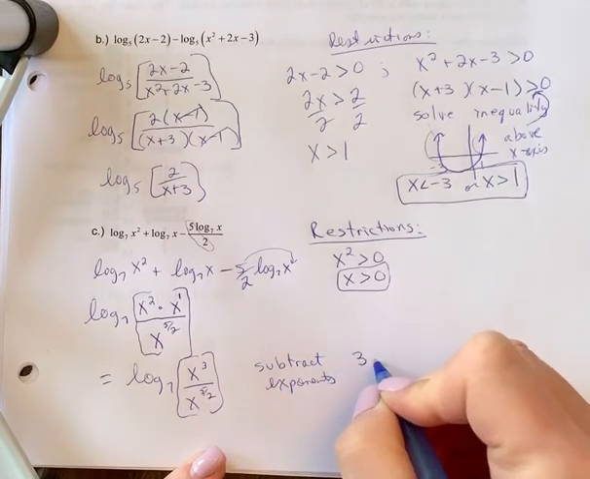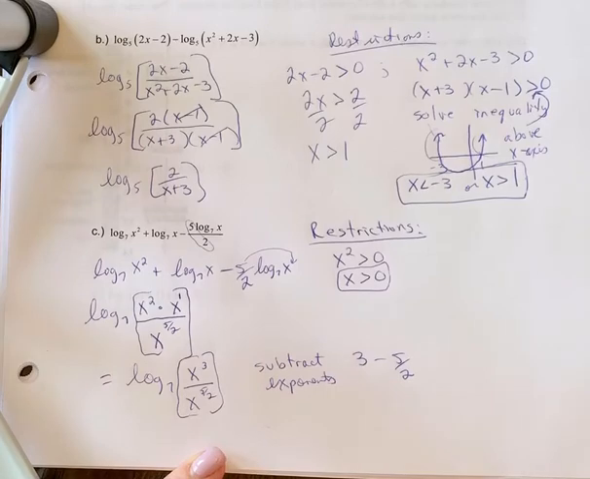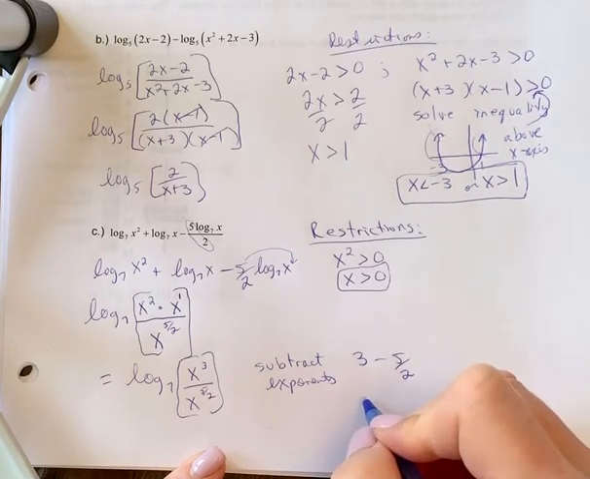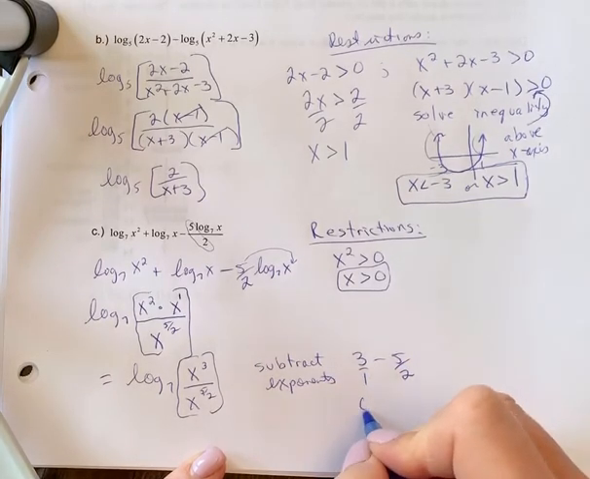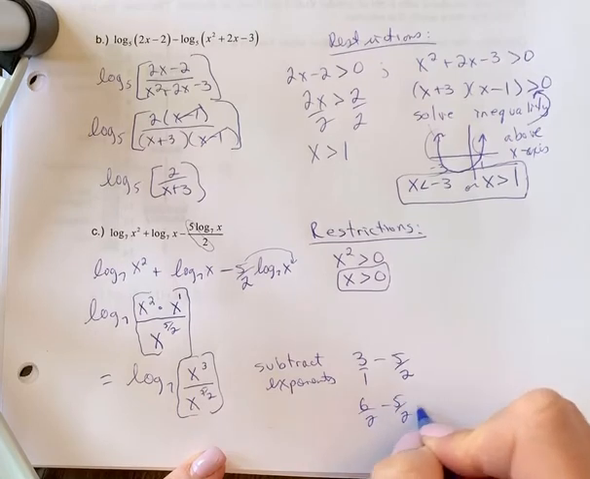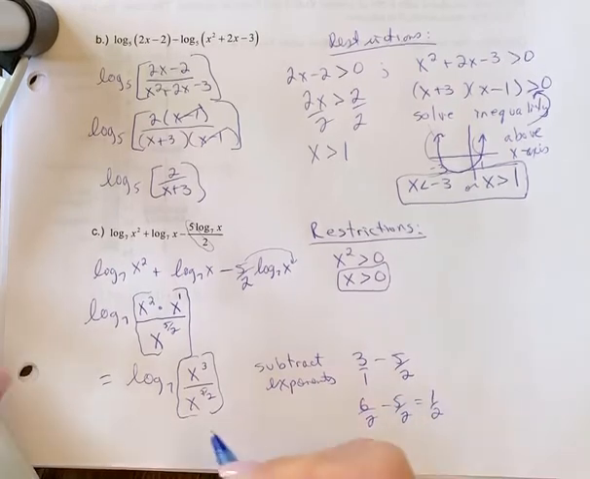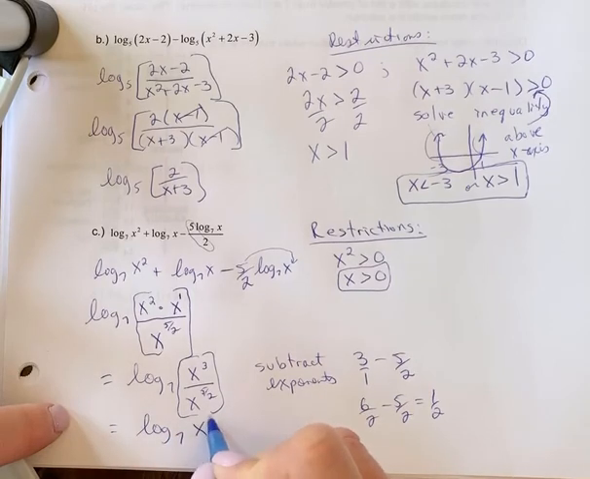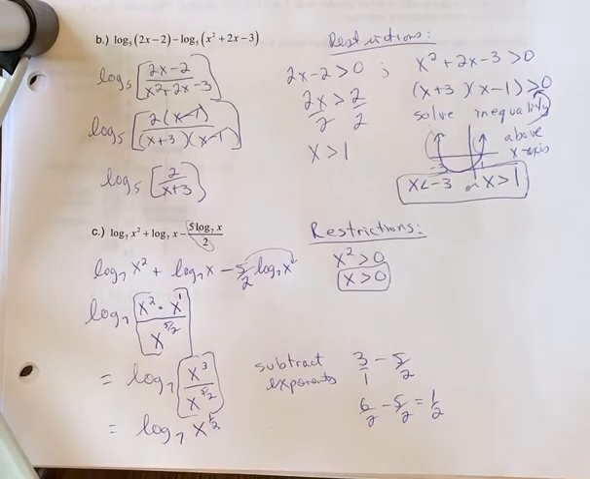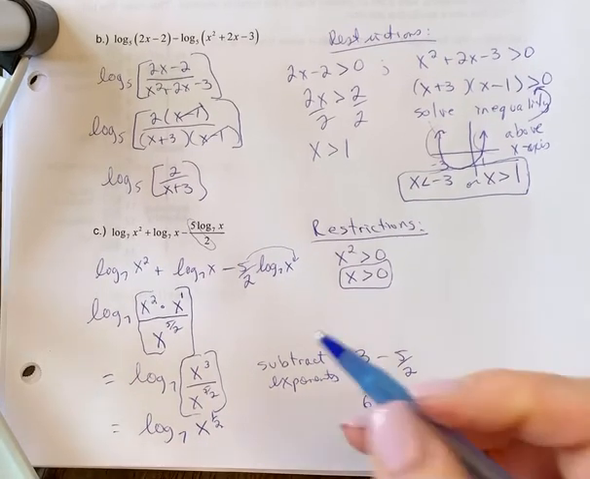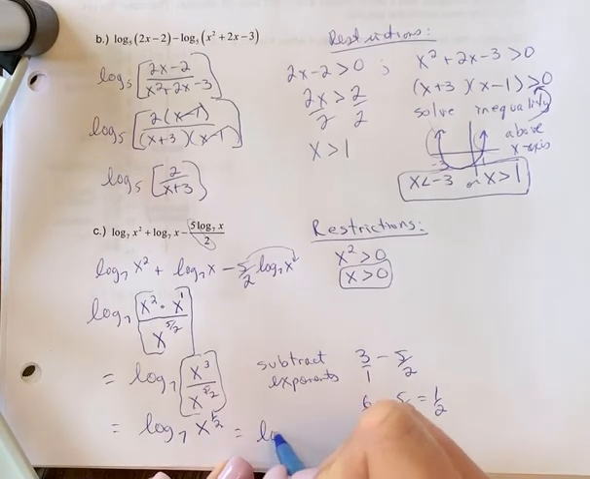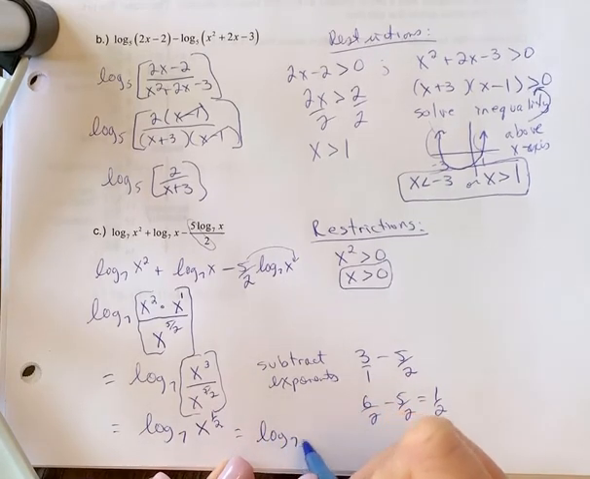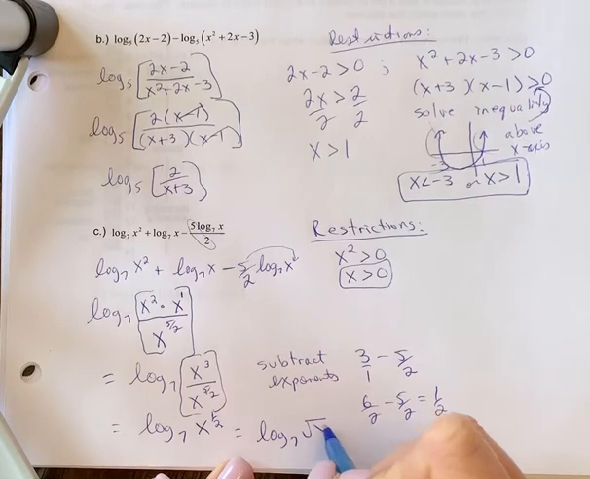So you're going to go 3 minus 5 over 2. So you're going to want to get a common denominator. So right now it's over 1. So you're going to have 6 over 2 minus 5 over 2, which is 1/2. So this is log base 7 of x to the 1/2. Now writing it as a single logarithm, this is technically the single logarithm. Often it's written as a radical after. So y equals log base 7 of the square root of x.